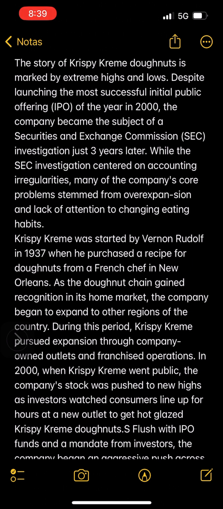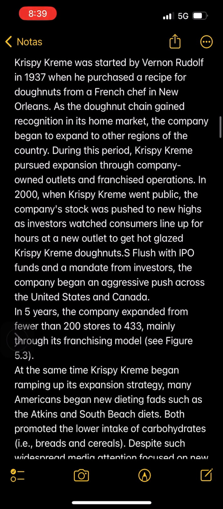Krispy Kreme was started by Vernon Rudolph in 1937 when he purchased a recipe for donuts from a French chef in New Orleans. As the donut chain gained recognition in its home market, the company began to expand to other regions of the country. During this period, Krispy Kreme pursued expansion through company-owned outlets and franchised operations.